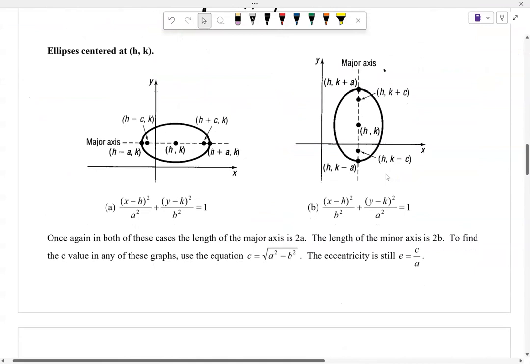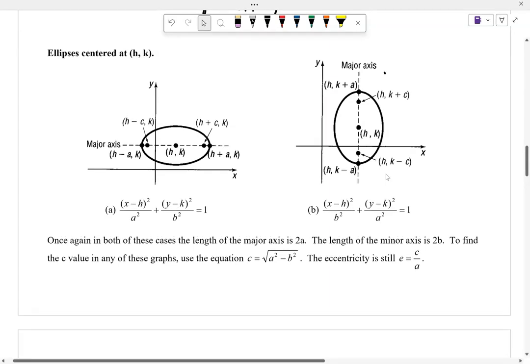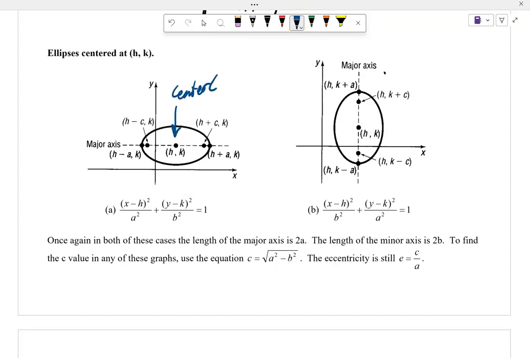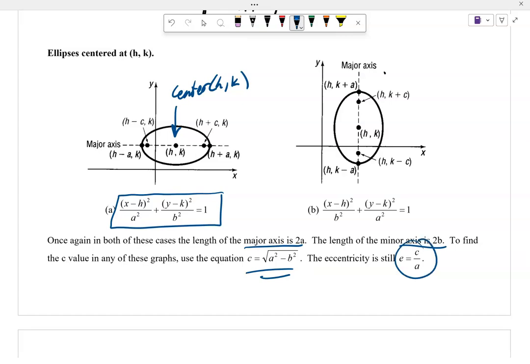All right, well, what if we move it off of the center? So now our center is at h, k. If it's elongated horizontally, instead of x squared over a squared plus y squared over b squared, it'll be x minus h squared over a squared plus y minus k squared over b squared equals 1. All right, so you're just moving it to h, k. Still, everything else the same. Major axis still 2a, minor axis 2b, eccentricity c over a, and so on.